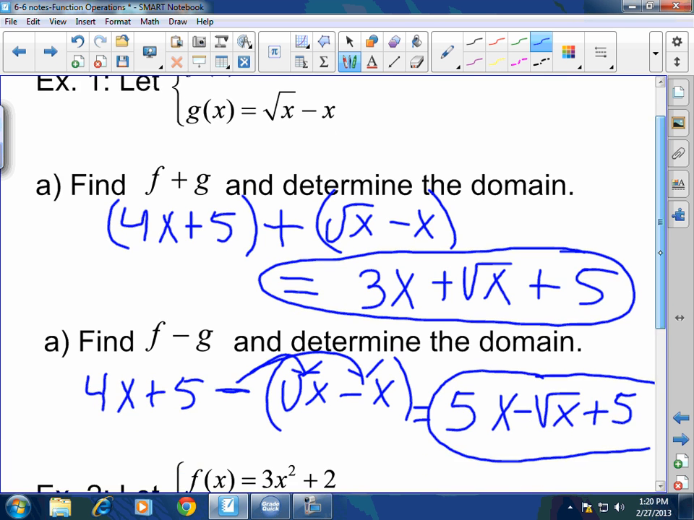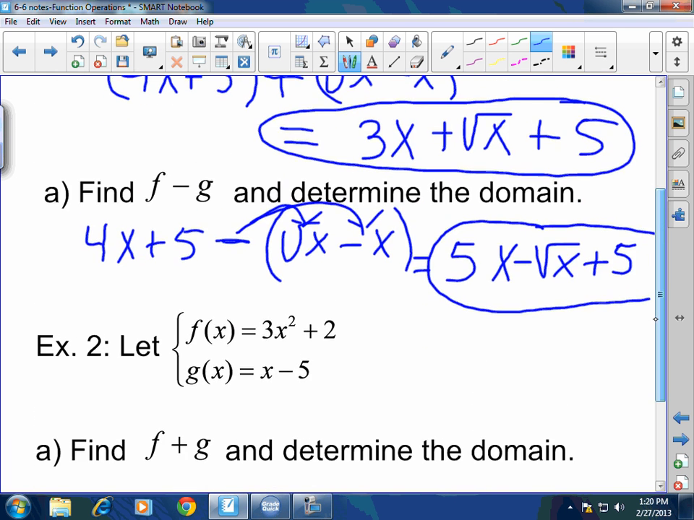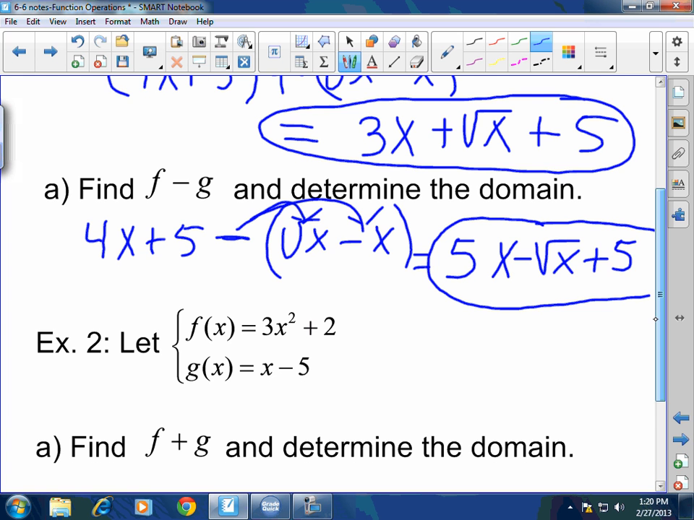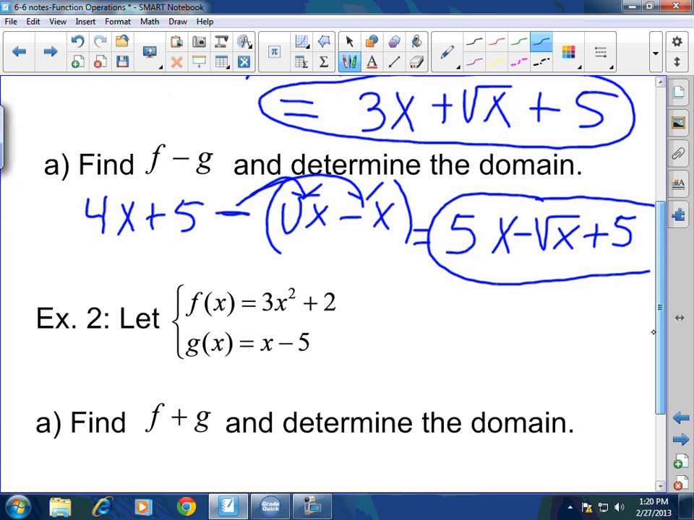Yes, you do simplify when you're done, but here you can't do anything, sir, because 3x and square root of x and 5 are not like terms. 5x, square root of x, and 5 are not like terms. And I don't have a 5 in every term of the second part of part B. So, okay, does that make sense?